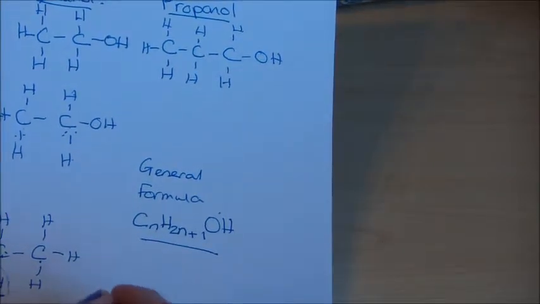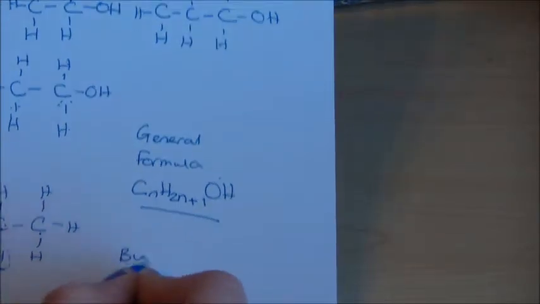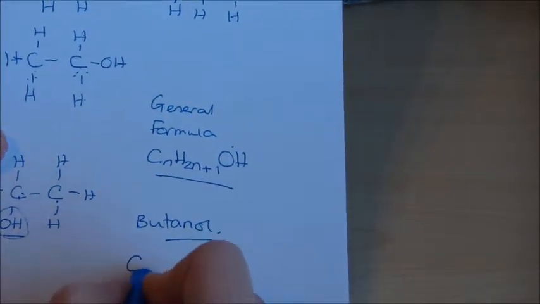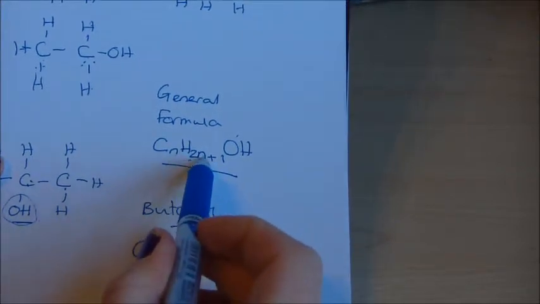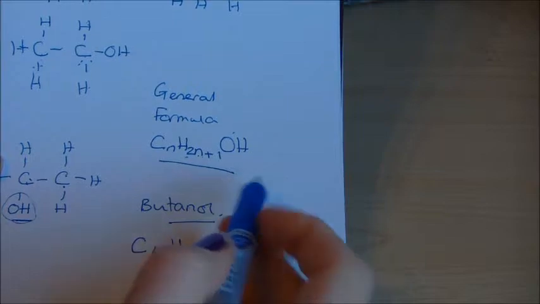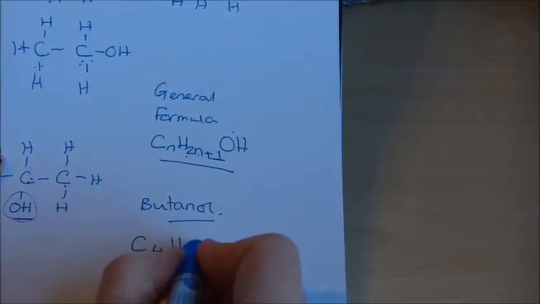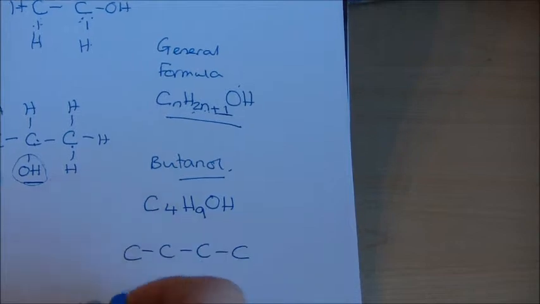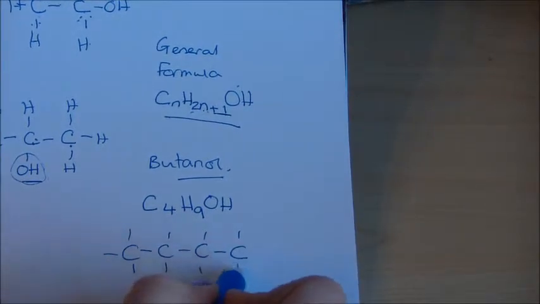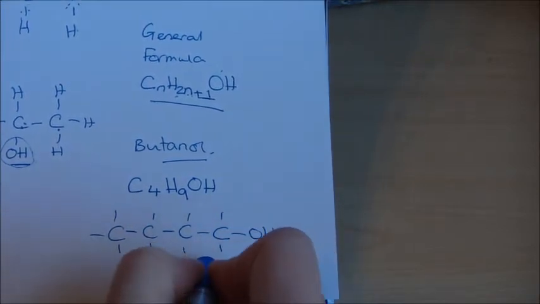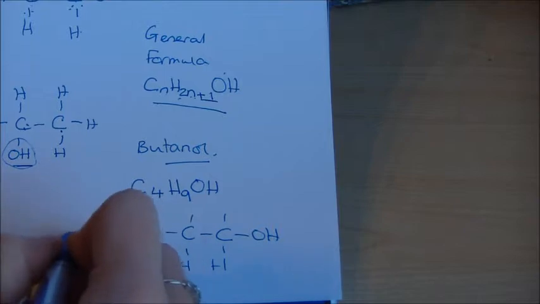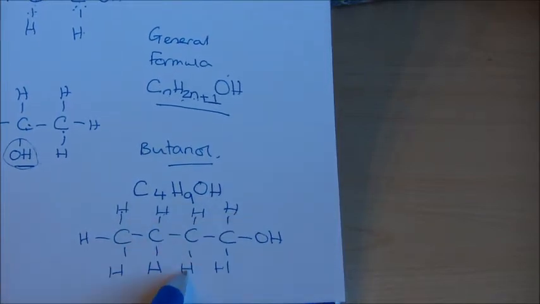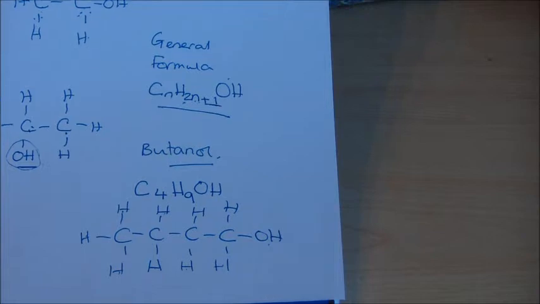So for example, let's do butanol. Right, but has 4 carbons, so it would be C4. H2n would be 8, plus 1, 9, and an OH. If we just confirm this by drawing it out, 1, 2, 3, 4, putting all the bonds on. It doesn't matter really where you put the OH, but I'll pop it on the end. When we've added all the carbons and the hydrogens, we can add them up: 1, 2, 3, 4, 5, 6, 7, 8, 9, and then an OH group on the end.